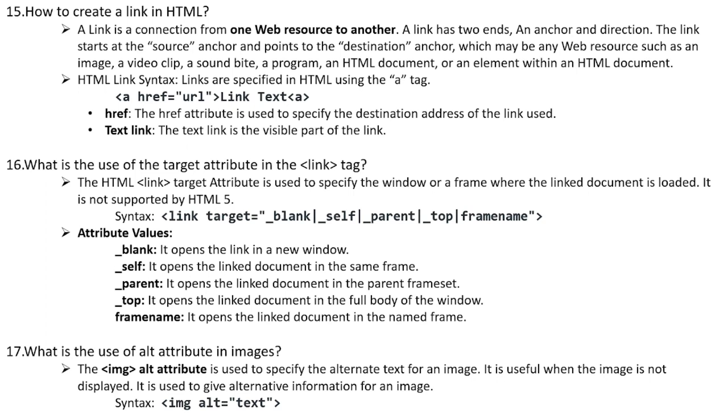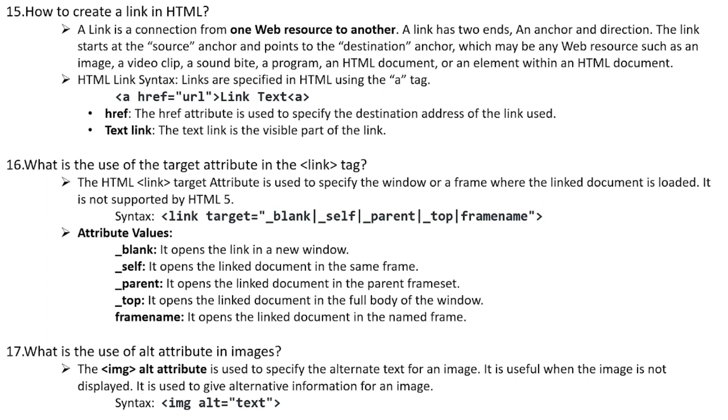Question 16. What is the use of the target attribute in the link tag? The HTML link target attribute is used to specify the window or a frame where the linked document is loaded. It is not supported by HTML5. Correct syntax. Attribute values. Underscore blank, it opens the link in a new window.